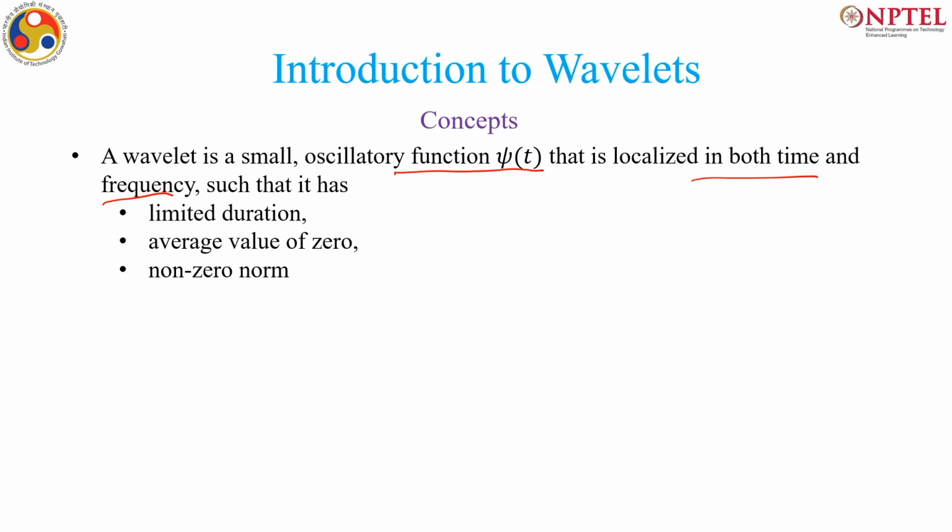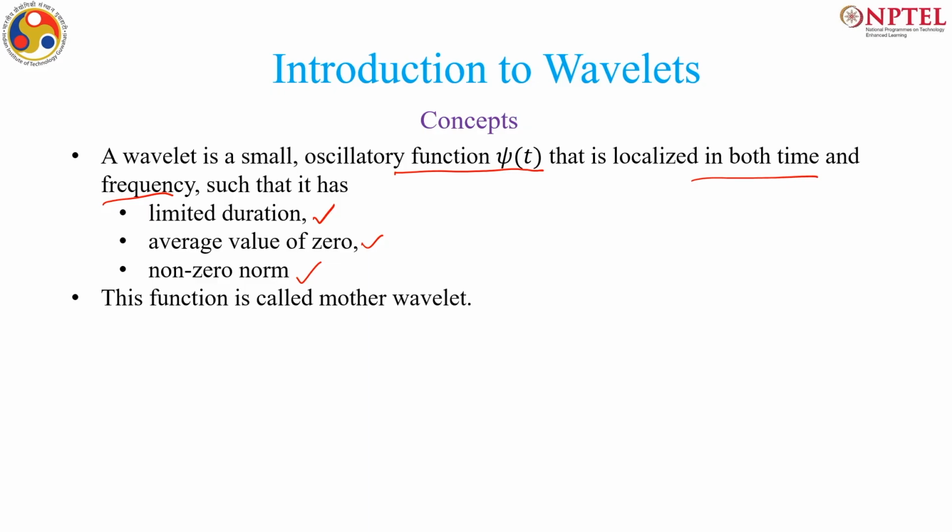But a wavelet is a function of short duration, that is, it has limited duration, and that is the reason you can capture events which are short-lived. It has an average value of 0, which is the same for sine also, and a non-zero norm. The main distinguishing factor is that this analyzing function has limited duration, and it is usually termed the mother wavelet, because from this mother wavelet we will derive other wavelets.